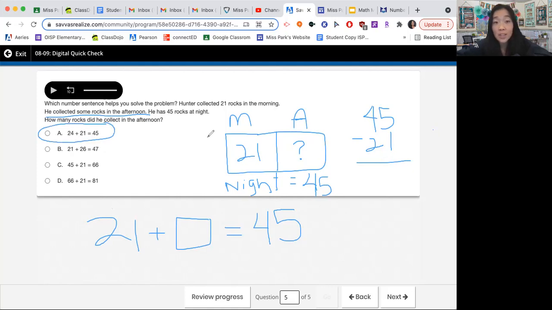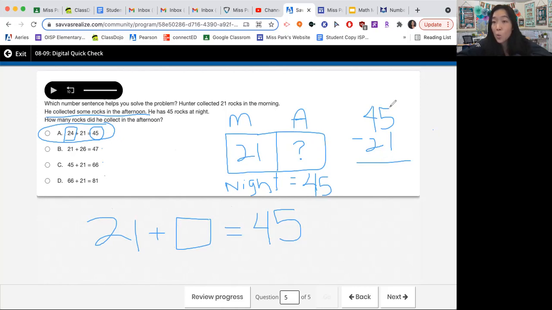So you don't even need to solve this because this is the only one that gives you the total of 45. No other totals are equivalent to 45. So we know that it's A, but let's just make sure, because here it says that the missing number for the afternoon would be 24. Now, I just want to make sure. So I'm going to subtract, because subtraction is easier for me to do than finding the missing number, but I'll show you both.